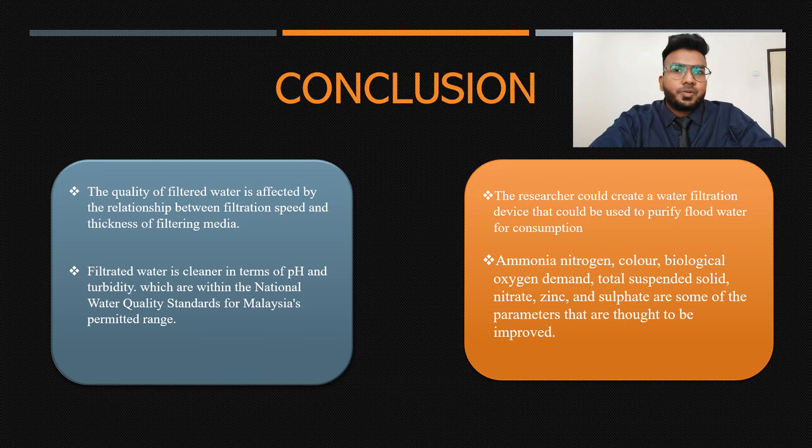For future improvement, the researcher could create a water filtration device that could be used to filter flood water for drinking purposes. Then consistency tests of water quality parameters can be used to check the quality and filtration efficiency of water across time. Ammonia, nitrogen, biological oxygen demand, total suspended solids, nitrate, zinc, and sulfate are some of the parameters that are thought to be improved.